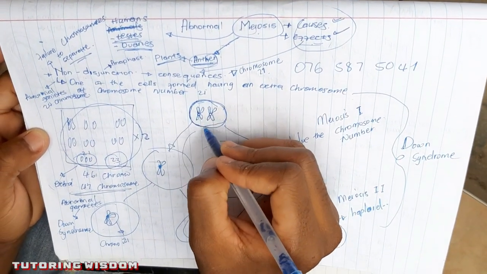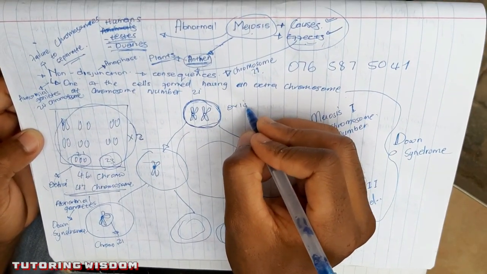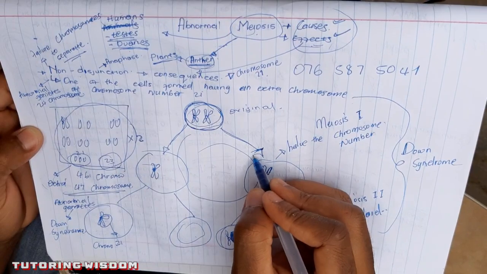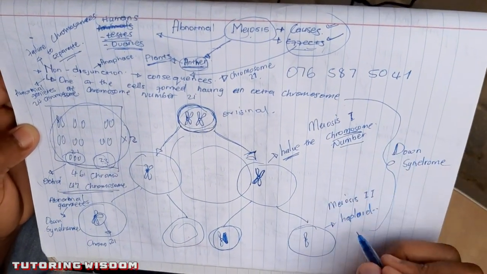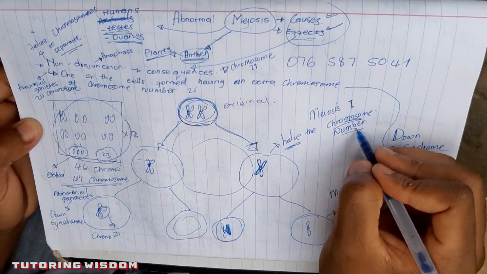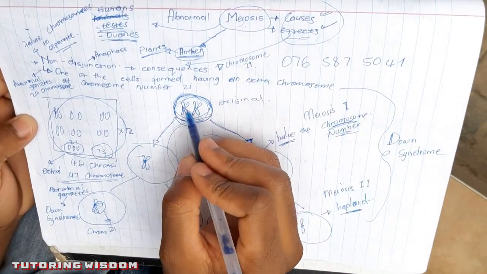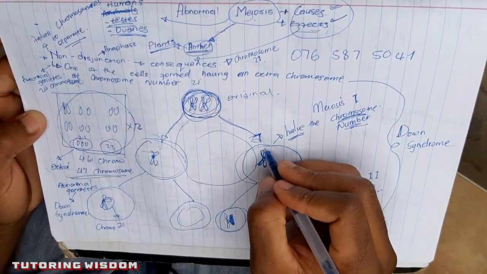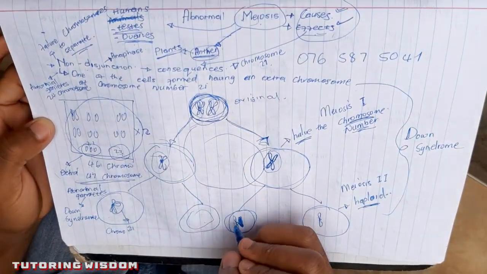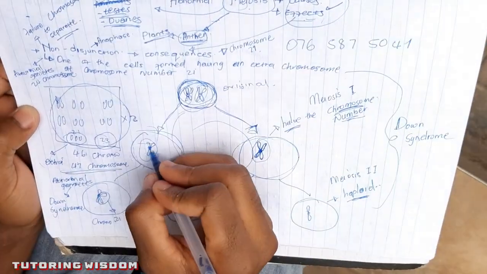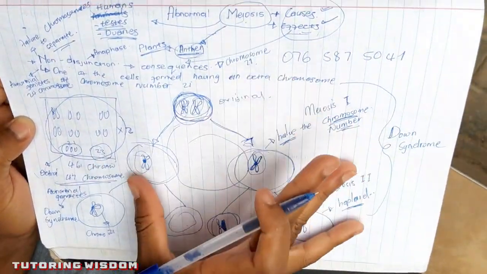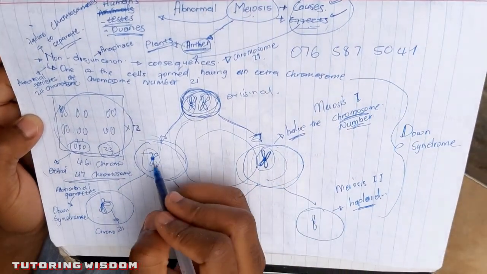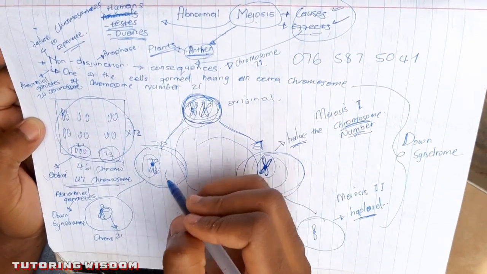Okay, now this is what happens when a non-disjunction takes place. So a cell, right? This is the original cell at the beginning of meiosis. Now, first meiotic division just halves the chromosome number. It doesn't make the cell diploid. Remember, first cell has 2 chromosomes, but the 2 first cells formed have 1 chromosome each. Now, a non-disjunction could have happened at this point. This cell would have had no chromosome, but this cell would have had 2 chromosomes still.